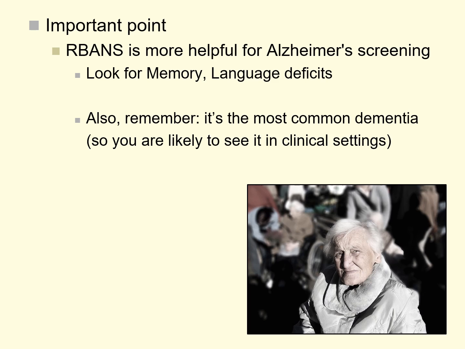Another important point: the RBANS is really more helpful for Alzheimer's screening. Alzheimer's tends to be more common anyway, but Alzheimer's screening can be usefully accomplished if we can identify those memory and language deficits. So if we see someone who's got evidence of dementia, and that dementia seems to be principally or most strongly in the area of memory and language, then that looks like Alzheimer's disease more than it looks like other forms of dementia, at least more than it looks like subcortical dementia. So where the RBANS probably really shines is it helps us to identify dementia, and maybe particularly to identify if it's likely to be Alzheimer's disease.